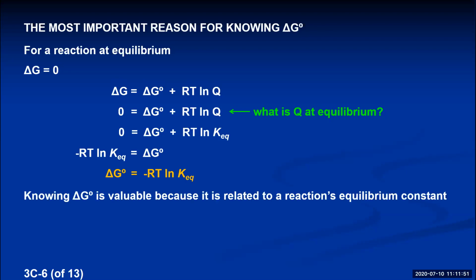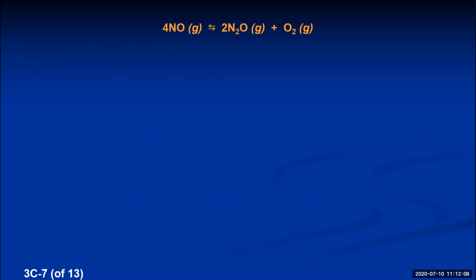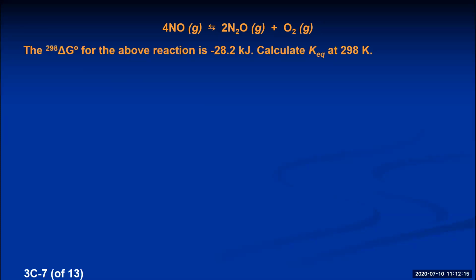So this is why being able to determine delta G naught is a valuable thing to know. By knowing delta G naught, that's valuable because it is related to a reaction's equilibrium constant. We can predict equilibrium constants from thermodynamic data. So let's take this reaction. 4NO gas is in equilibrium with 2N2O gas plus O2 gas. And let's say we've used the thermodynamic tables, and the delta G naught at 298 for the above reaction was calculated to be negative 28.2 kilojoules.